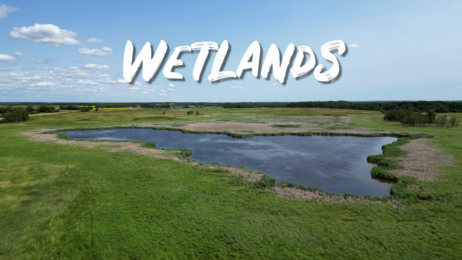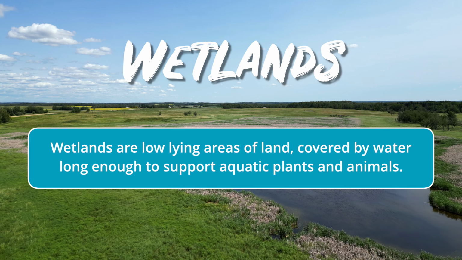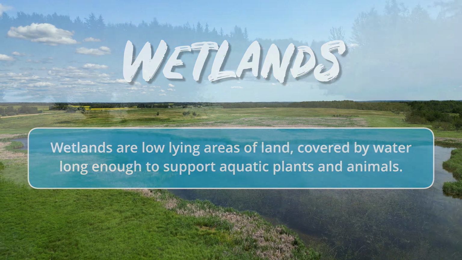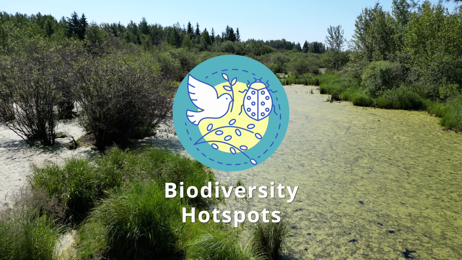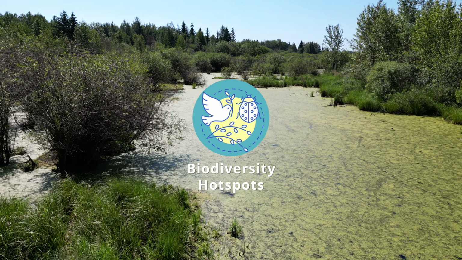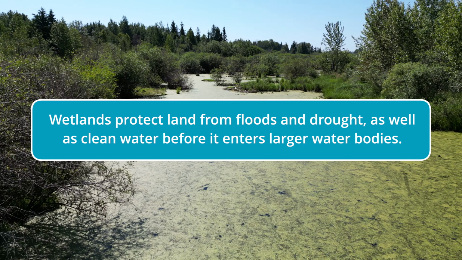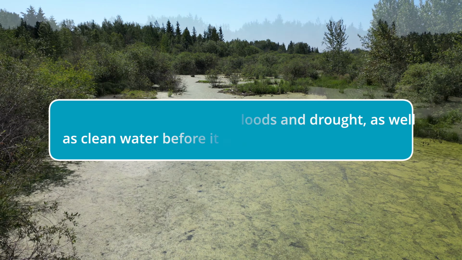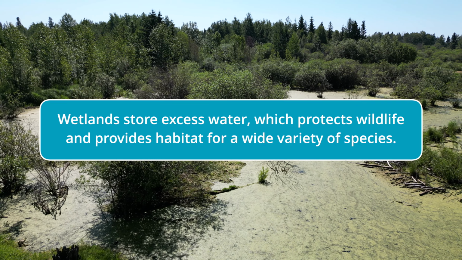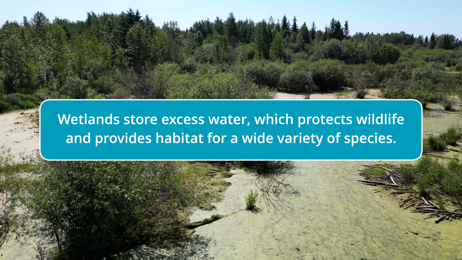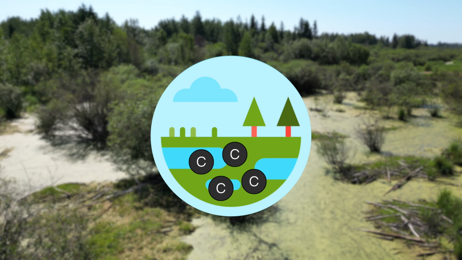Now, onto wetlands. Wetlands are low-lying areas of land covered by water long enough to support aquatic plants and wildlife. Wetlands are biodiversity hotspots and provide many ecological services to landowners and communities. Wetlands protect from flooding and drought and help clean water that eventually runs into rivers and lakes. They act like a sink, storing excess water. They protect wildlife and provide crucial habitat for a wide variety of species. They also store carbon, which has a positive impact on our climate.